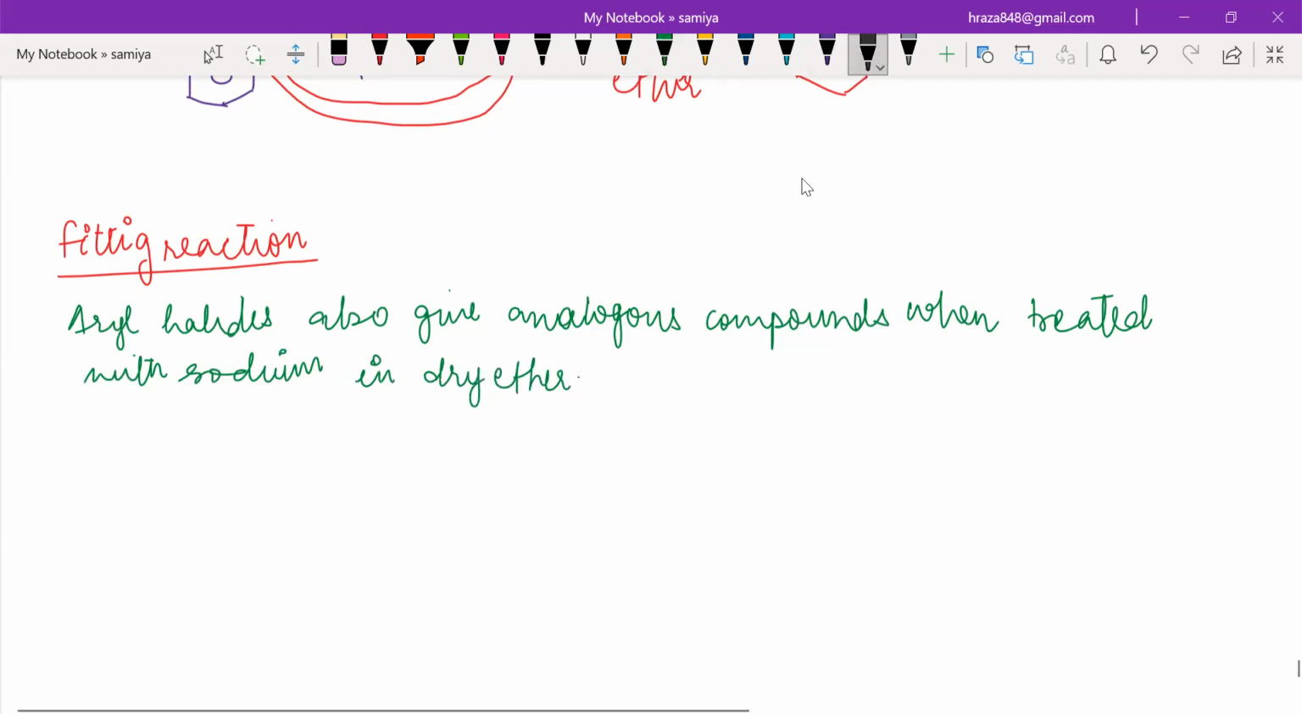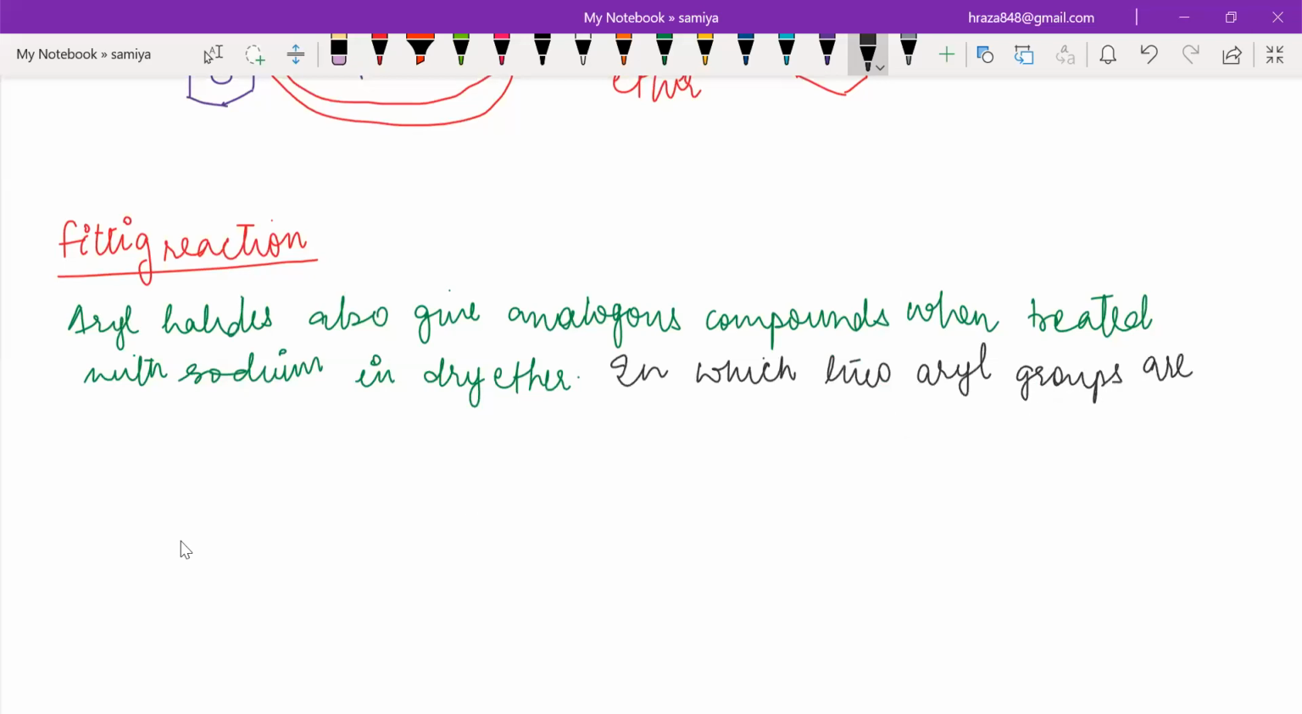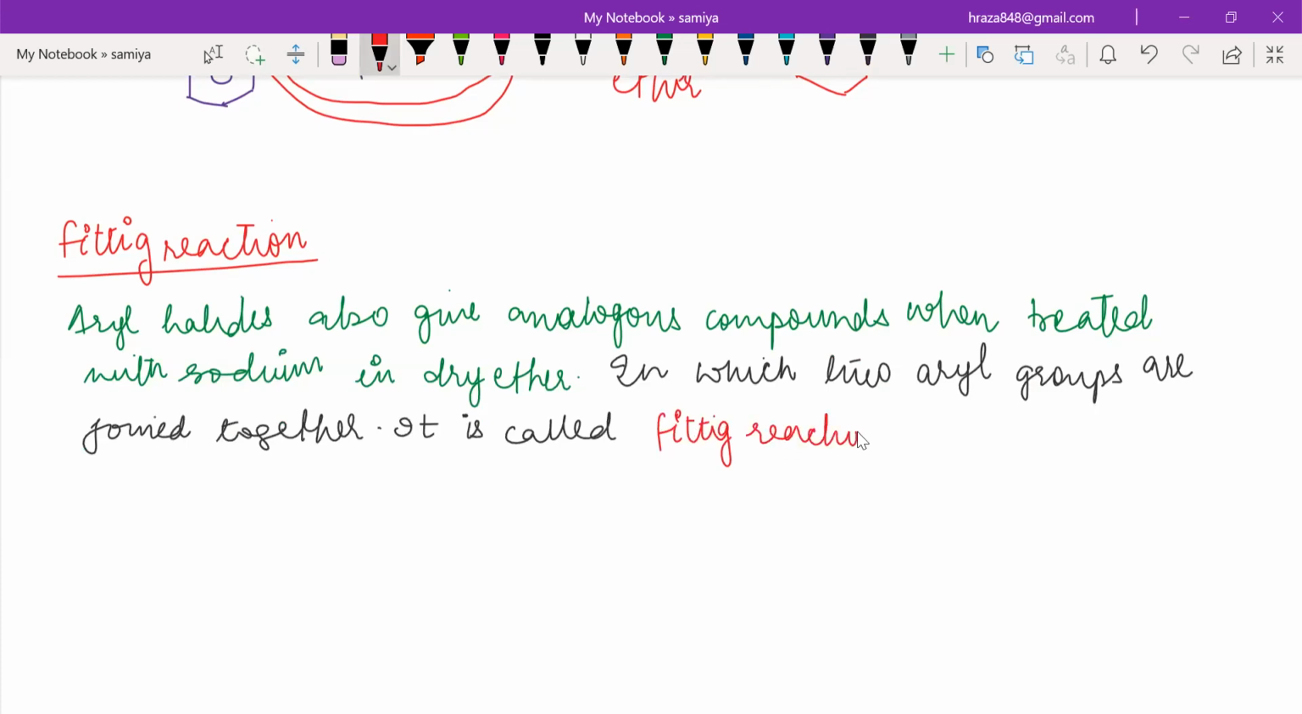when we are going to react with sodium and magnesium, in which two aryl groups are joined together? It is called Fittig reaction.